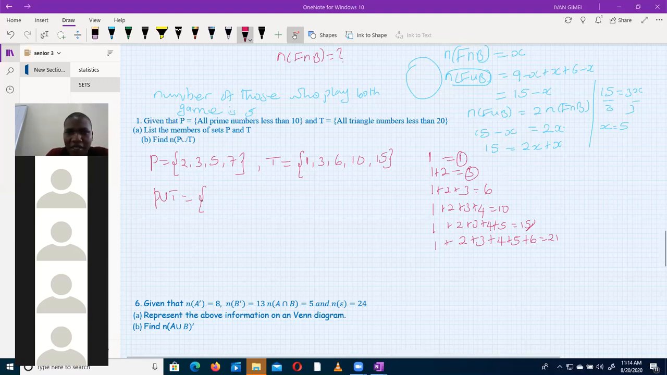What are the elements in set P union T? Let's be faster so that we don't spend a lot of time online doing little work.